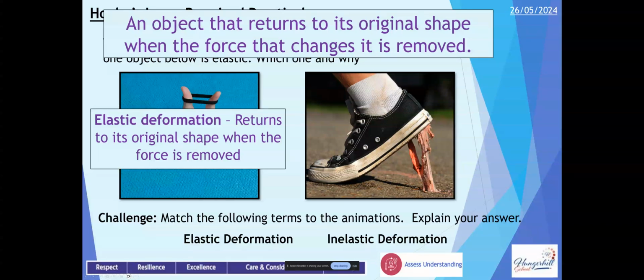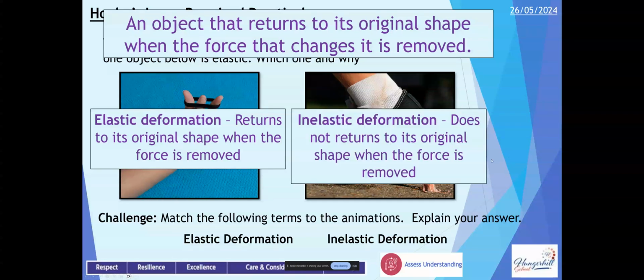Then we've got this bubble gum. We know that if we stretch bubble gum, it doesn't return back to its original shape when you remove the force. So we call that inelastic deformation. It does not return to its original shape when the force is removed.